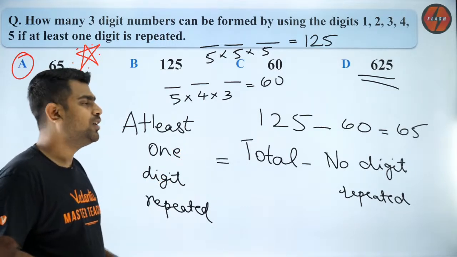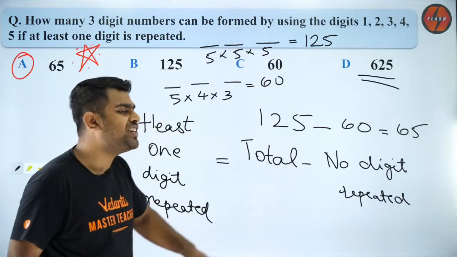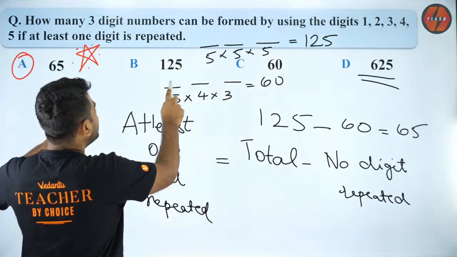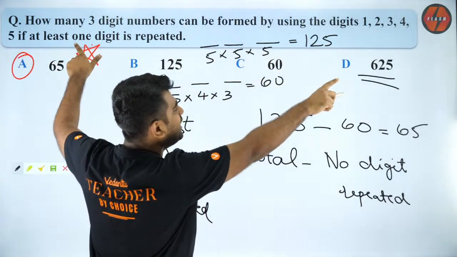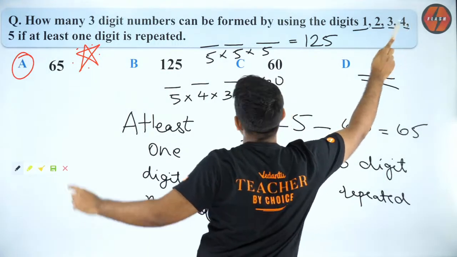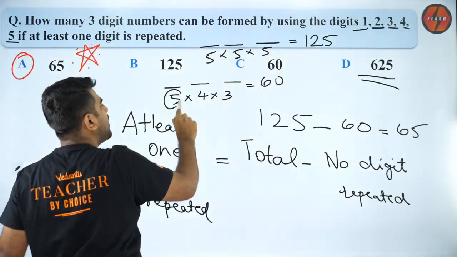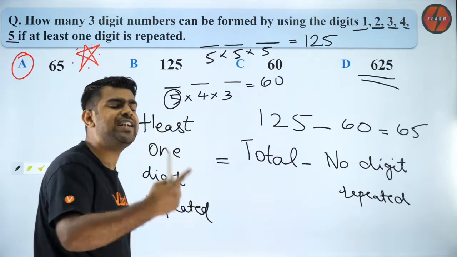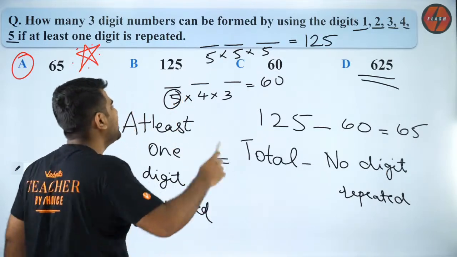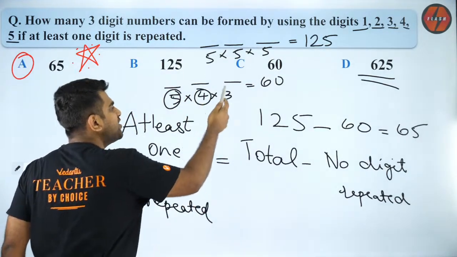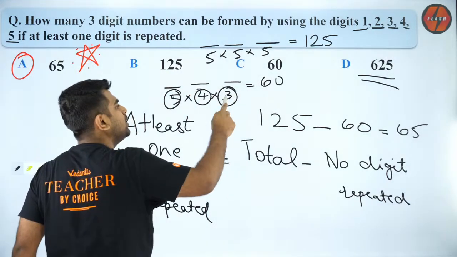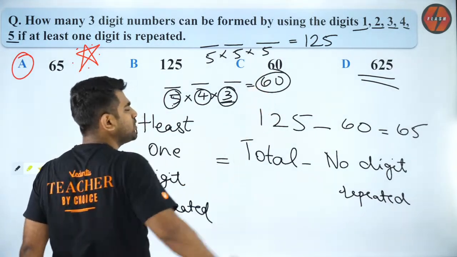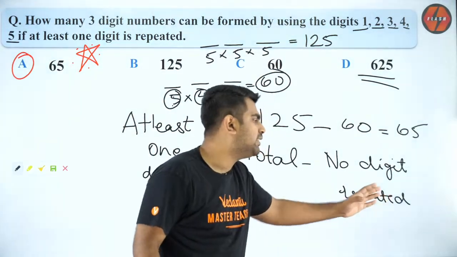Everybody clear? So Harini, no digit repeated means I want all the 3 digits to be distinct. So for first place, I have 5 options now, Harini. I have 1, 2, 3, 4, 5. So 5 options for the first place. Now the second place should be a different digit. So if it is a different digit, I have only 4 options because it cannot be the first one. And similarly, the third one should be another different one. So there are only 3 ways. So that is why 5 into 4 into 3 is 60 ways of getting all of them different.